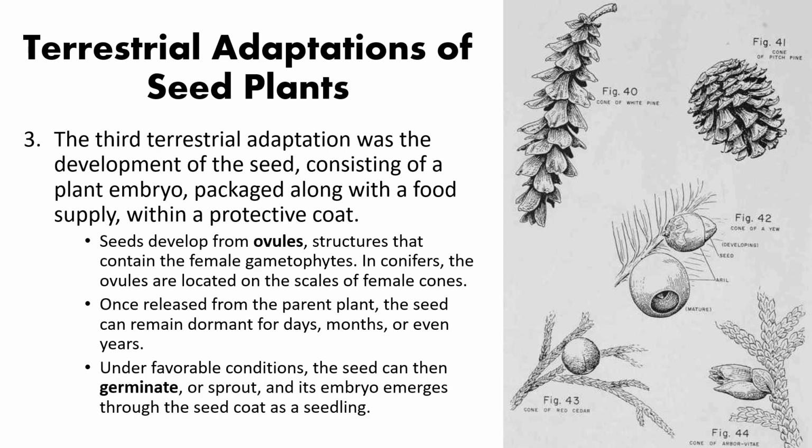Now, once there are favorable conditions, the seed can then germinate, which means it's going to start to make its first leaves and sprout, and then you're going to have from that a seedling that's going to grow into the full-on plant.